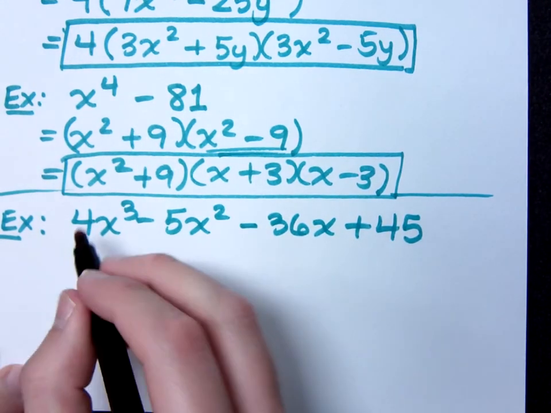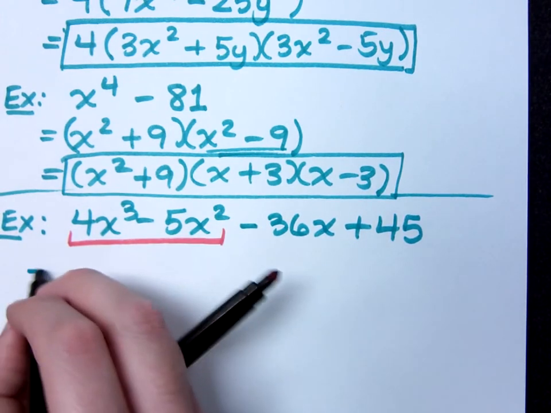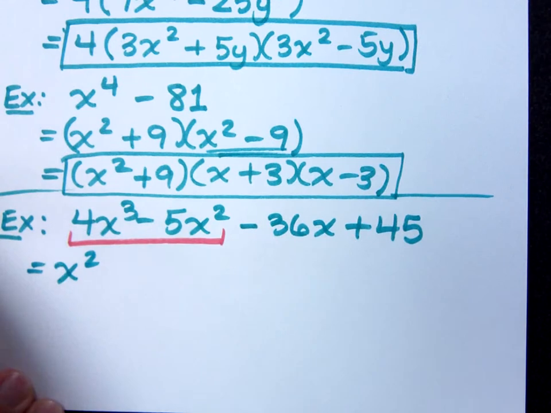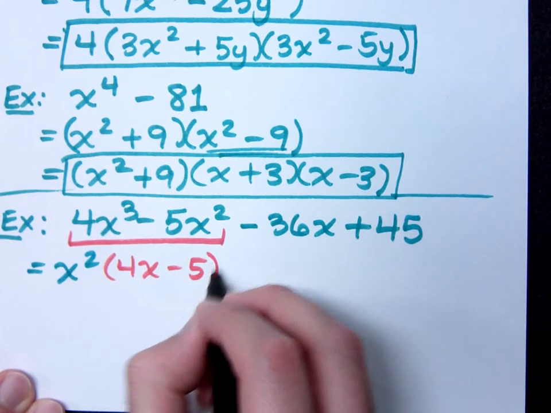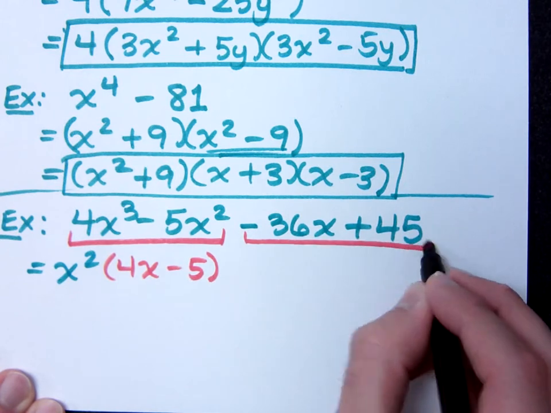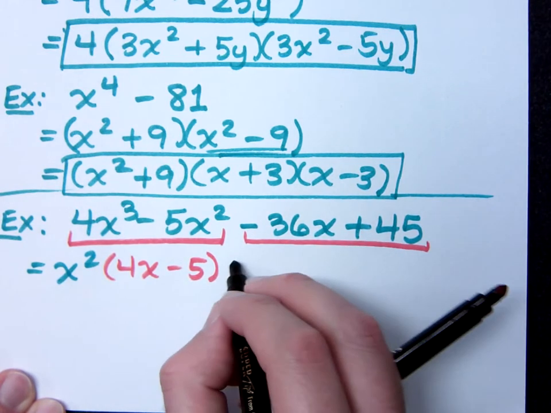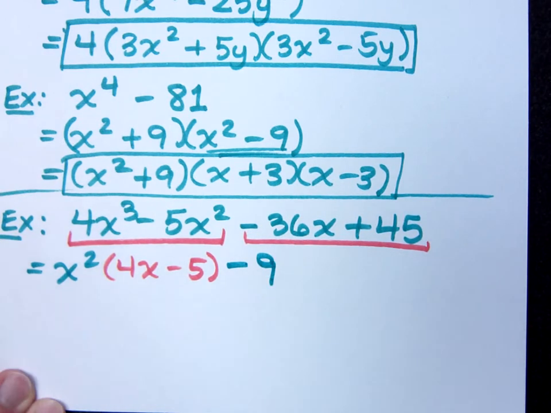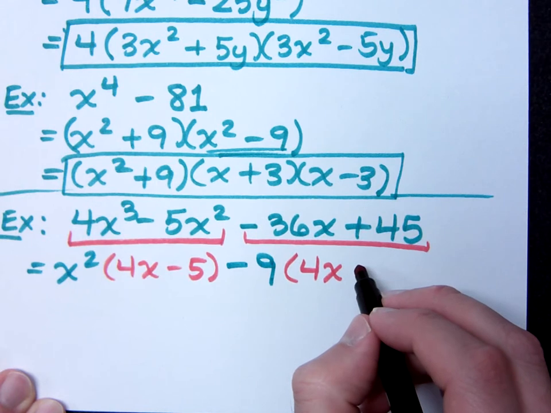Factor by grouping. If I look at this first group right here, what's the common factor? X squared. Factor it out, and what do you have? 4x minus 5. In the second group, you lead with a negative, so what's the common factor? It's a negative 9. 4x plus 5. Is that answering with authority?